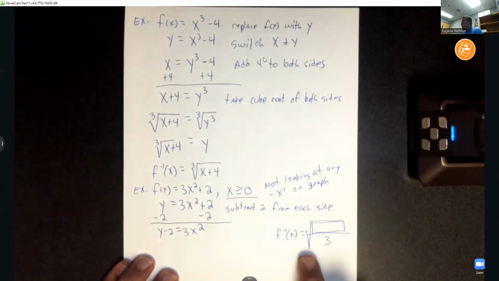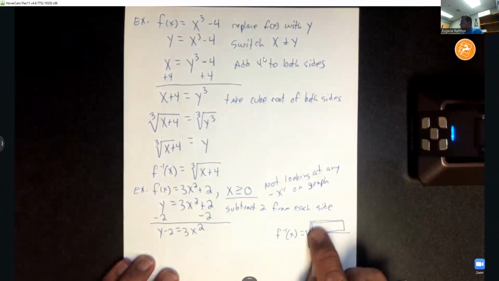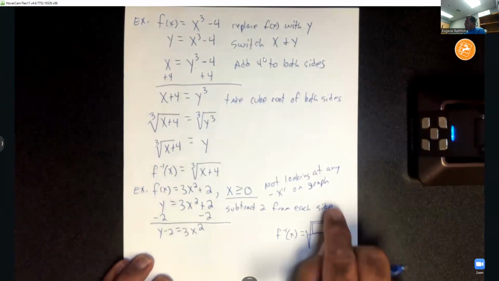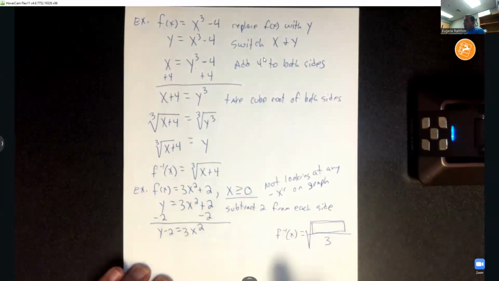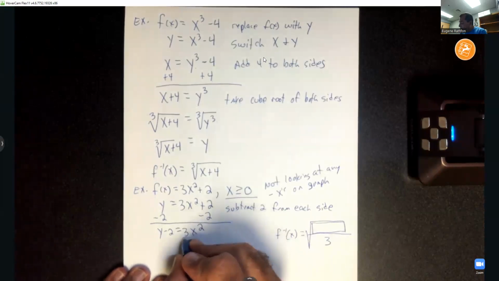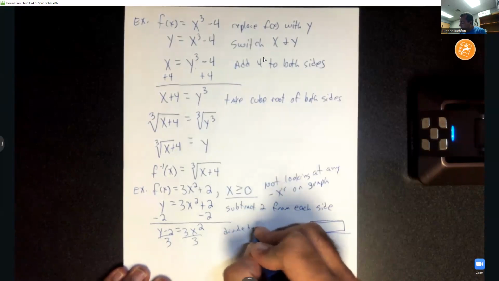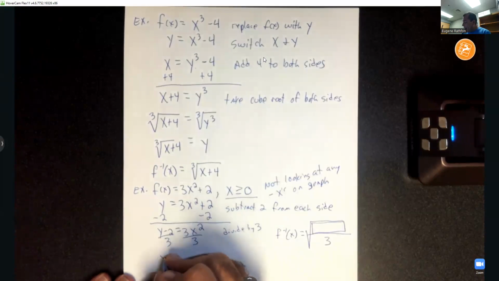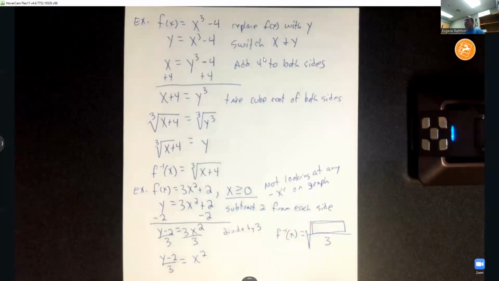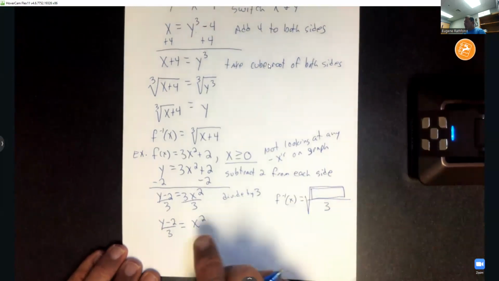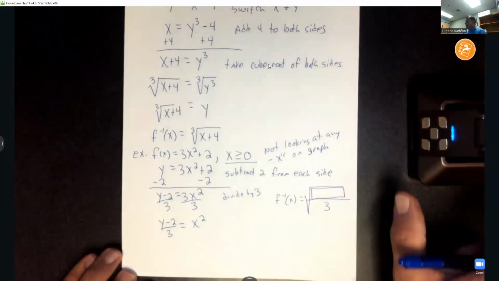They're telling me the answer should be a square root with something on top divided by 3. What we got to find is what's going on the top of this one. So we know this is how the answer is going to be. So let's try to get to that. So now my next step, I want the x squared to be by itself. So we're going to divide by 3. When I do that, I get y minus 2 over 3 equals the x squared. So here's my last question for this one. How do I turn an x squared into an x?